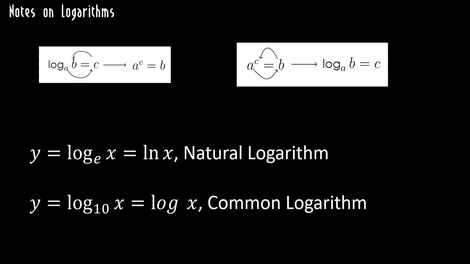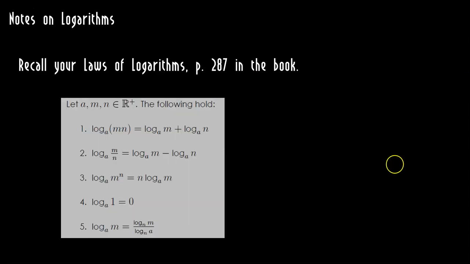Another thing you want to remember, very important, your laws of logarithms. These will help you a lot. Log base a of m times n, you can split it up into a sum: log base a of m plus log base a of n. If you have a quotient, log base a of m over n is log base a of m minus log base a of n. If you have m to a power, the exponent can come out front. So log base a of m to the n is n times log base a of m.